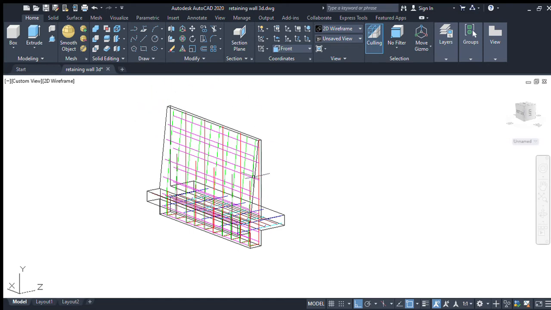Hello everyone. Today we are discussing the cantilever retaining wall. This is the cantilever retaining wall. This is the portion called a stem.